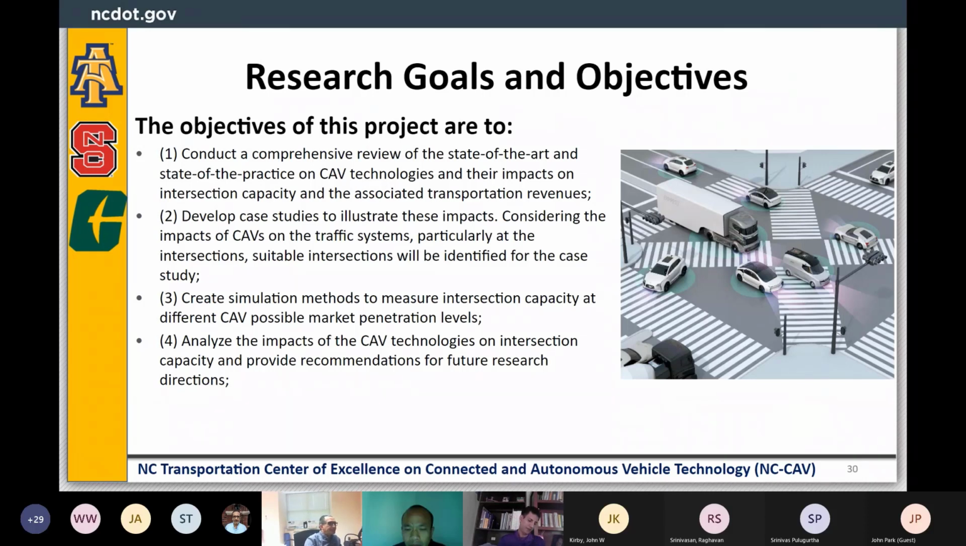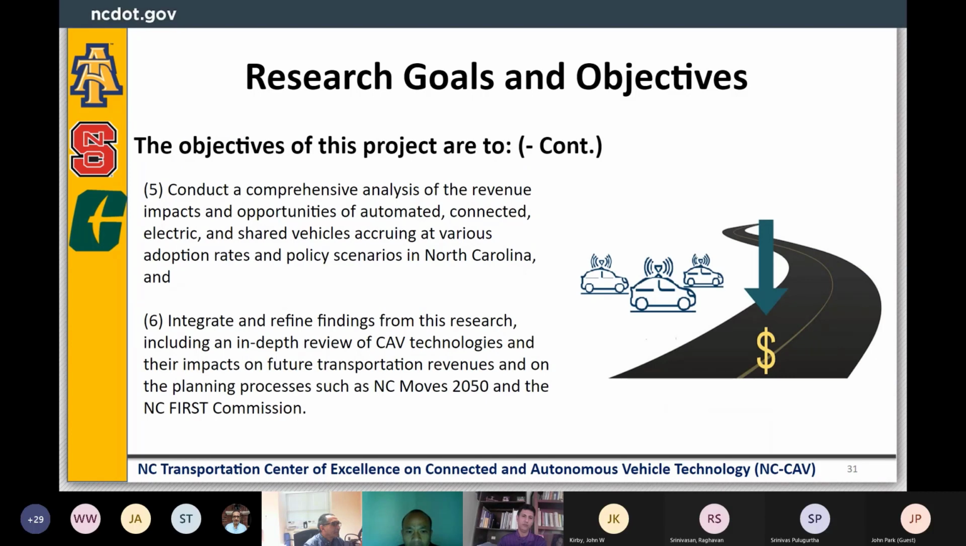So the objective of this research is to first conduct a literature review, and then select suitable intersections for case study. And the third is we're trying to develop simulation models to measure the performance. And then the fourth goal is to analyze the impact. And then we're going to analyze the revenue impact of CAVs in North Carolina. And Daniel will present that part of the work.